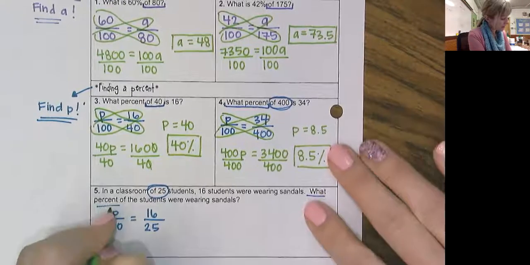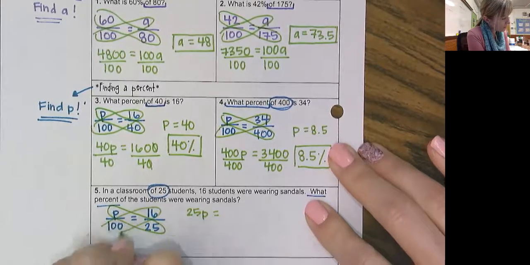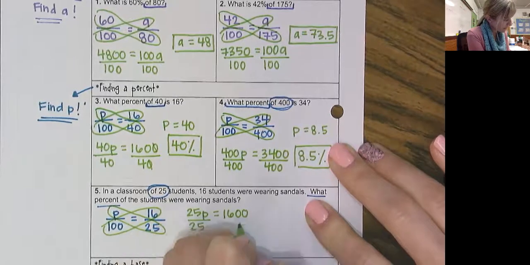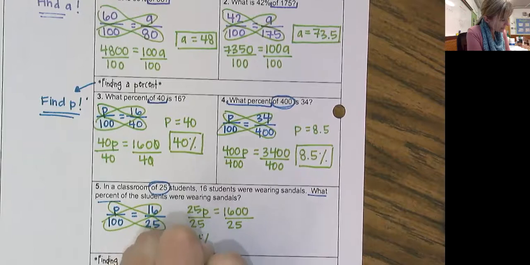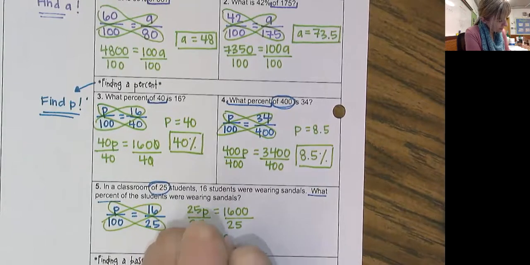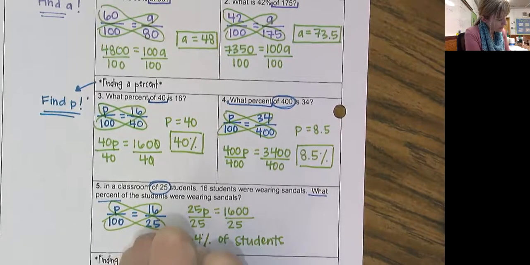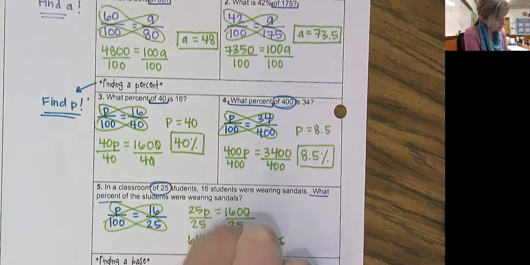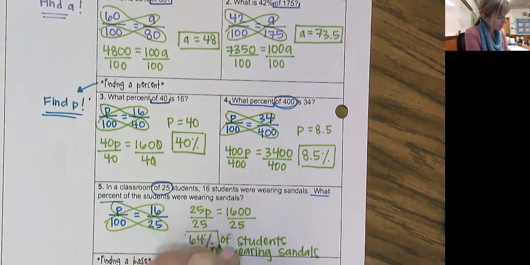All right, now I'm ready to multiply. 25P, I'm doing cross multiplication, equals 1600. Divide by 25, divide by 25. 1600 divided by 25 is 64. 64% of students were wearing sandals. If you were typing this into Canvas, all you'd have to type in is the 64% right there.